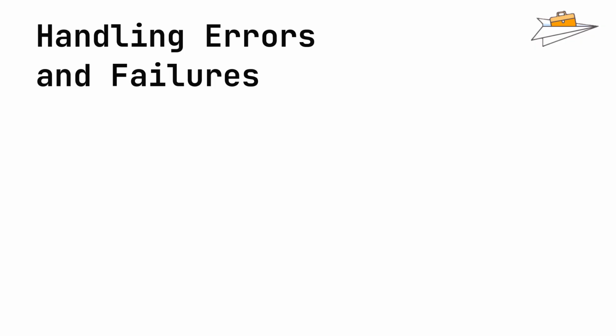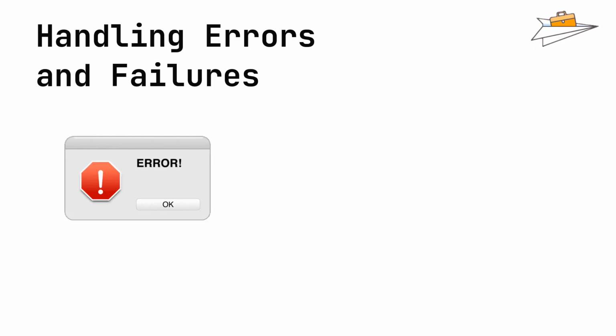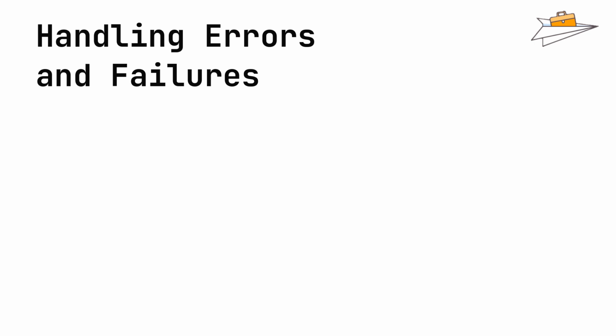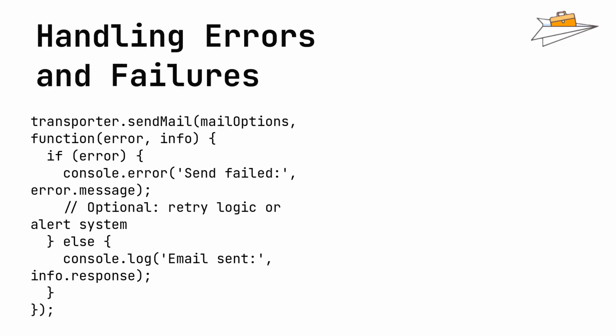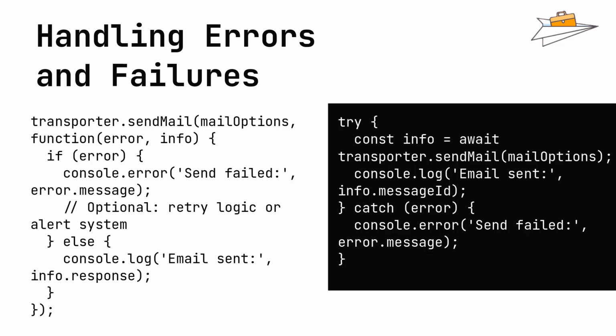And finally, let's cover handling errors and failures. SMTP errors can be caused by bad credentials, wrong host or port settings, network issues, and other issues. In these cases, NodeMailer provides an error callback. Or you may go with async await. Dealing with it, log full error details in development, but avoid exposing sensitive info in production.